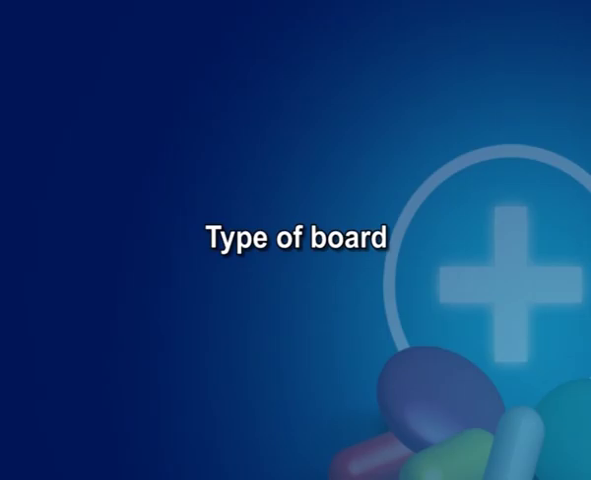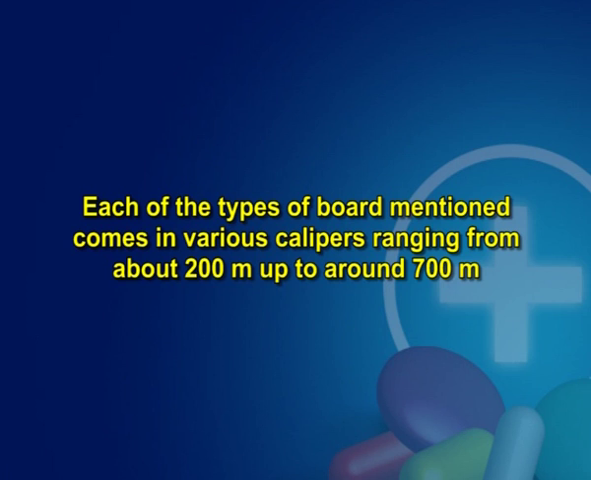Number 2. Type of boards. Each of the types of boards mentioned comes in various calipers ranging from about 200 micrometer up to around 700 micrometer. This will depend to a large extent on what is going to be put into the carton, allied with the size. Board surface facing materials need to be decided as these will affect the type of printing chosen and may affect the creasing and subsequent carton erection.